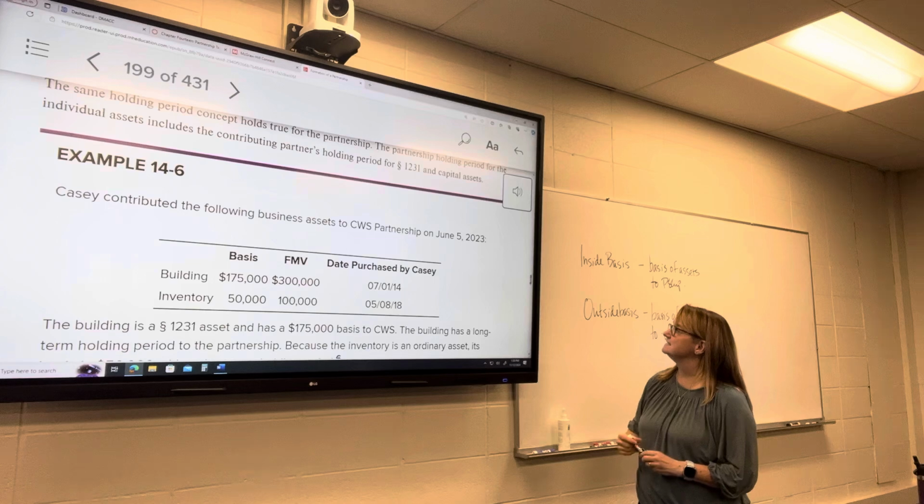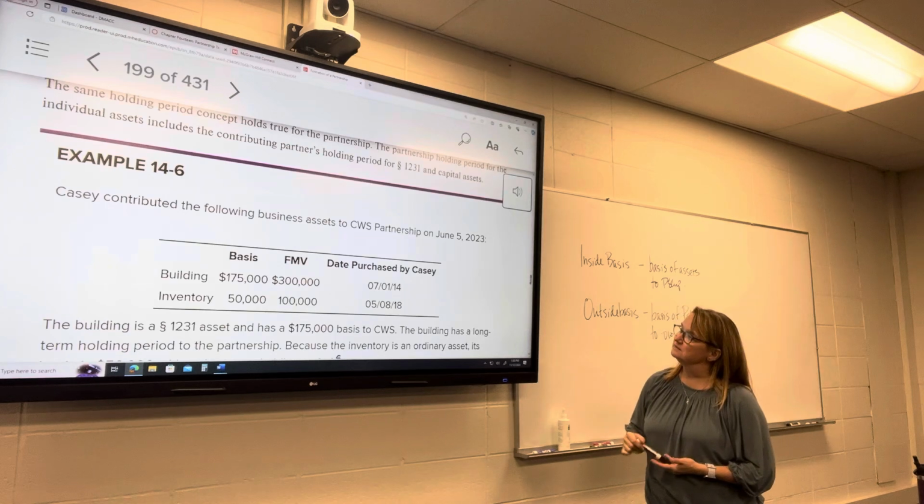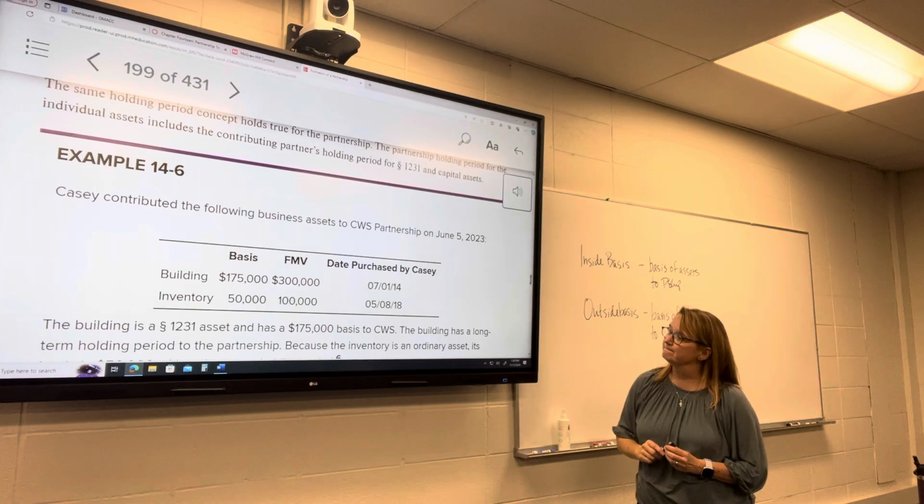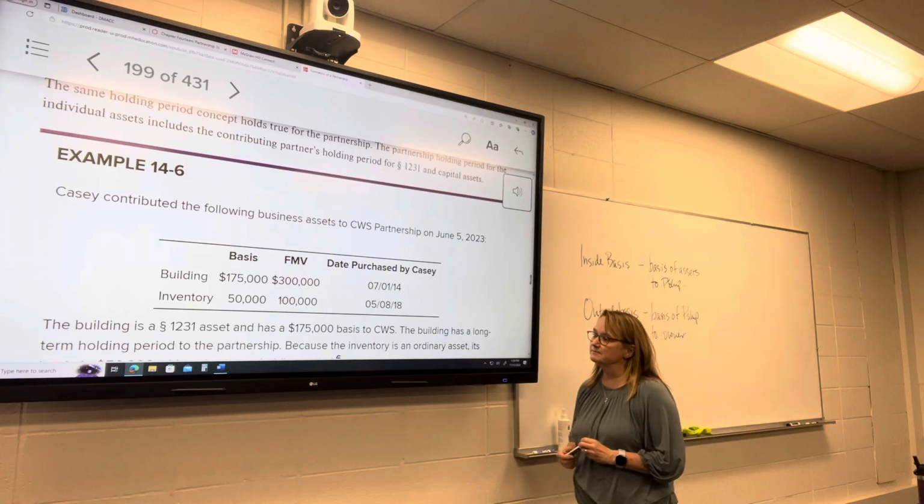So we've got KC contributed the following to CWS partnership. So a building and some inventory.